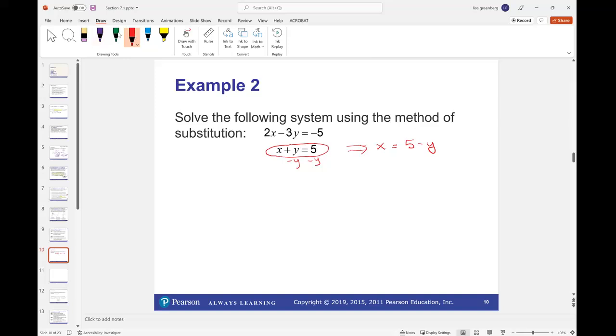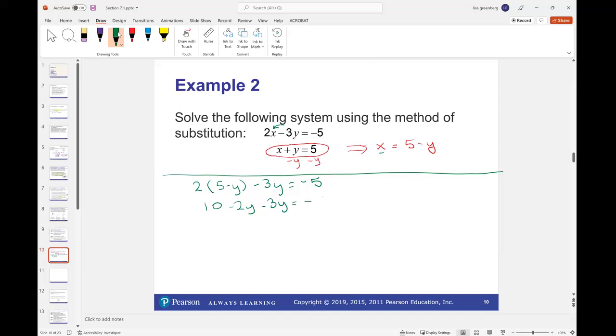And now I can just plug the y value in for x. So since I know x equals 5 minus y, I'm going to plug that in here for this x. So I have 2. Well, x is now equal 5 minus y. Minus 3y equals -5. And then we just solve this equation. So we have 10 minus 2y minus 3y equals -5. I'm going to combine like terms. So -2 minus 3 is -5y equals -5.